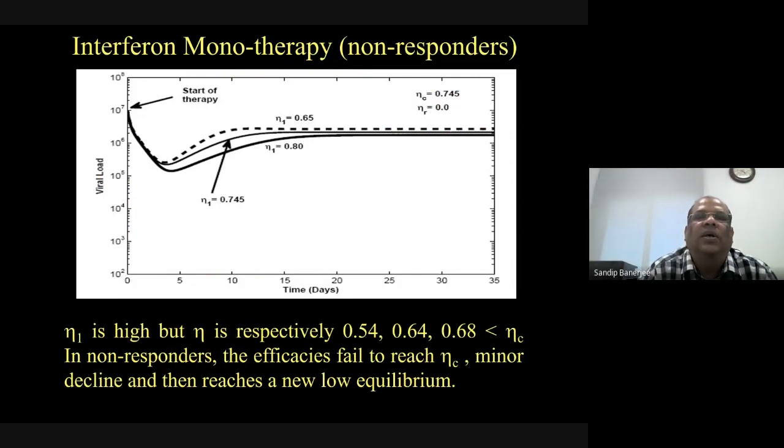Now, this is interferon monotherapy. This is just to capture the dynamics that the drug doesn't always work. It is a 50% success. You can see that in the interferon monotherapy the virus starts to decline, but then it relapses. So it doesn't work, and we call them the non-responders.